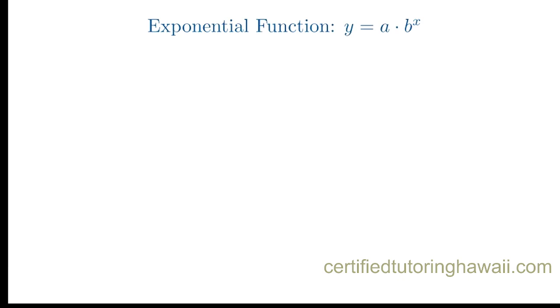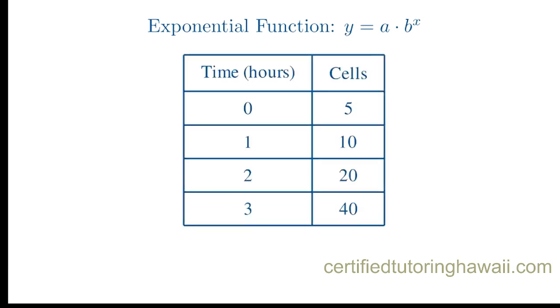Imagine a cell population that grows as follows. At time 0, we have 5 cells. After 1 hour, we have 10. After 2 hours, 20. And after 3 hours, 40.